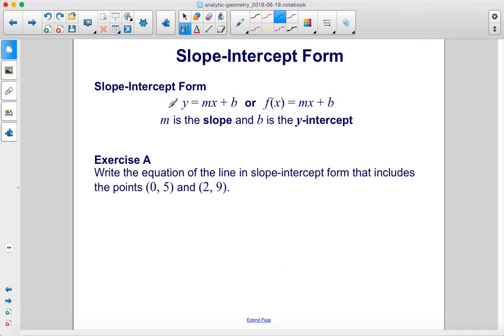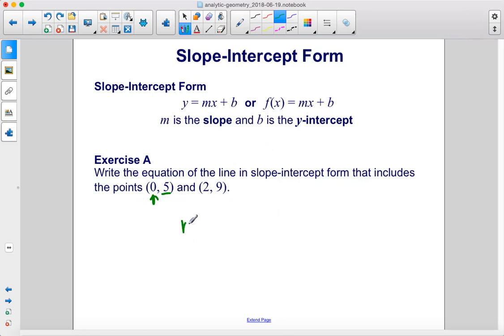Slope-intercept form, y equals mx plus b, or f of x equals mx plus b. m is the slope and b is the y-intercept. Exercise A. Write the equation of the line in slope-intercept form that includes the points 0, 5 and 2, 9. Alright, so we know that b equals 5 because that's when x equals 0. But to find the slope, let's do rise over run.